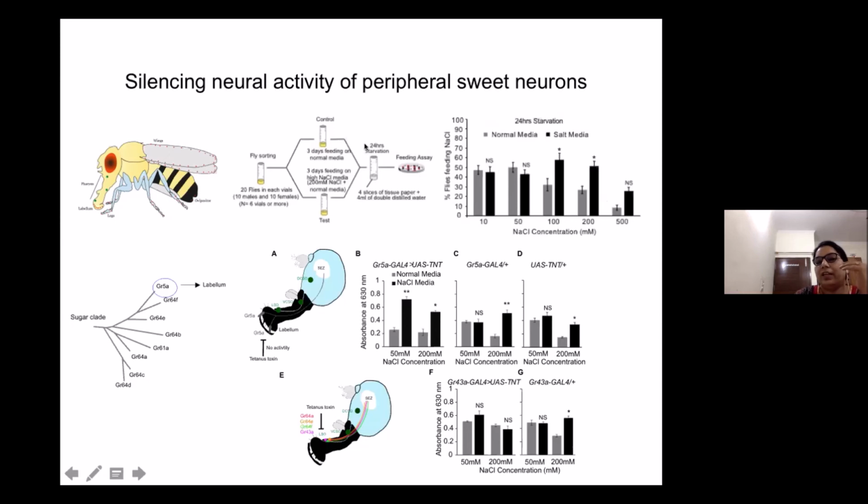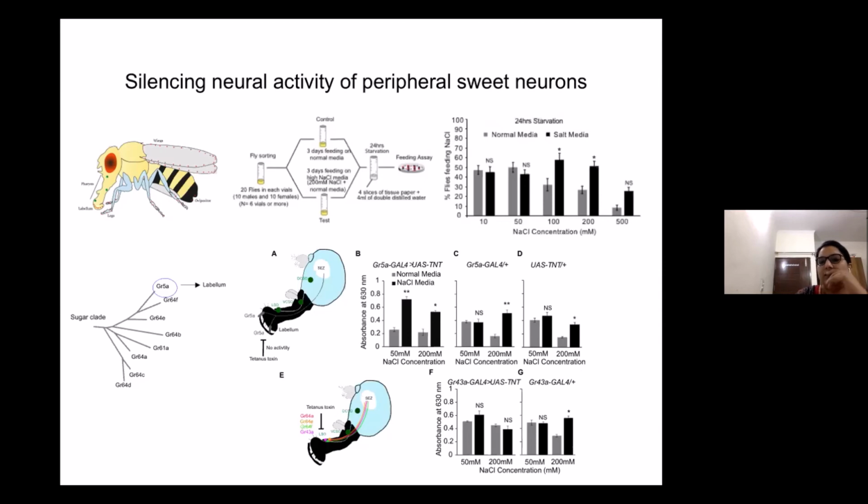But when these flies were put for 3 consecutive days on a high salt diet, this shows a modulation of salt behavior, or it alters the salt behavior which was preferred earlier. Now these flies start liking the higher concentration of salt. And basically, these concentrations are generally bitter for the fly.